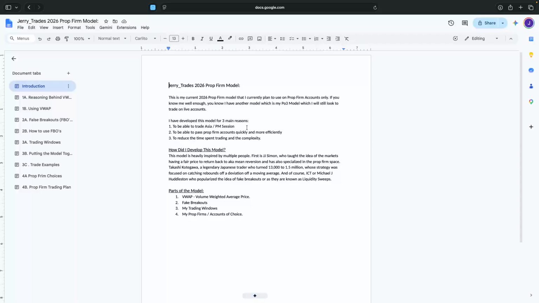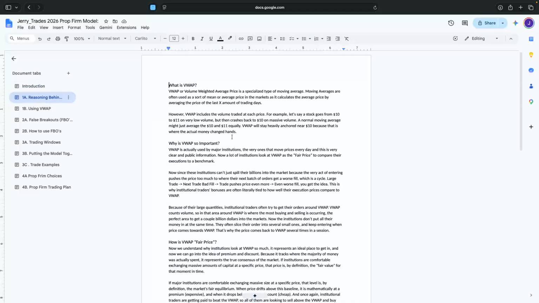So this is just an oversell, and it's a good time to capitalize on a good price for a buy. And of course, ICT, or Michael J. Huddleston, who popularized the idea of fake breakouts, or as they're known, liquidity sweeps. So of course, parts of my model: VWAP, volume weighted average price, fake breakouts, and then trading windows, and my prop firm accounts of trades.